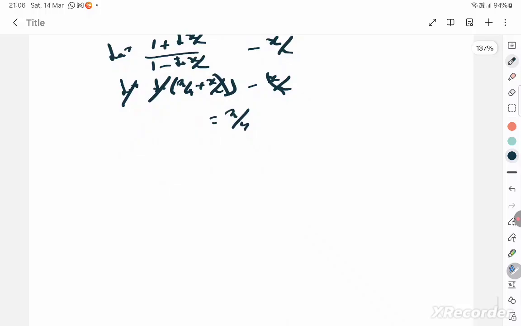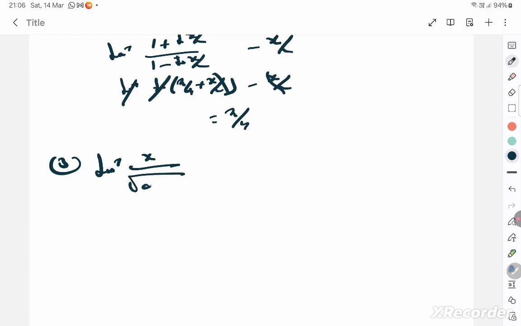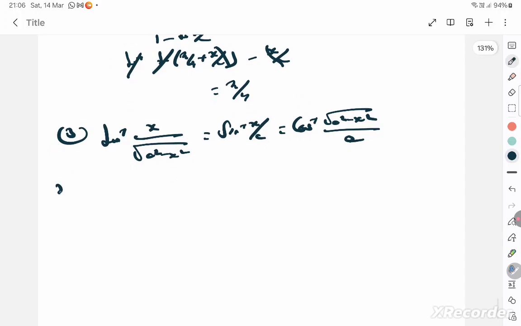Let me go to the next sum. The third question is tan inverse of x by root of a square minus x square is equal to sin inverse of x by a, which is also equal to cos inverse of root of a square minus x square by a. Very simple. You have to substitute x as a sin theta. Sin theta is x by a, therefore theta is sin inverse of x by a.